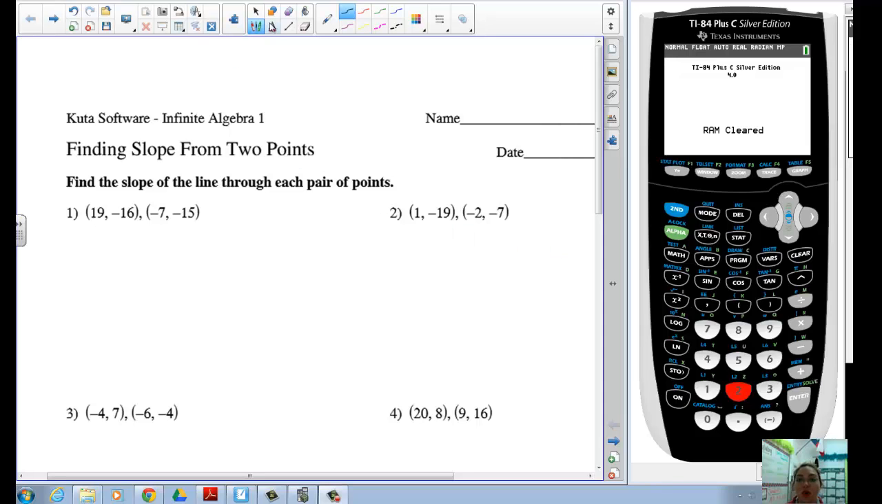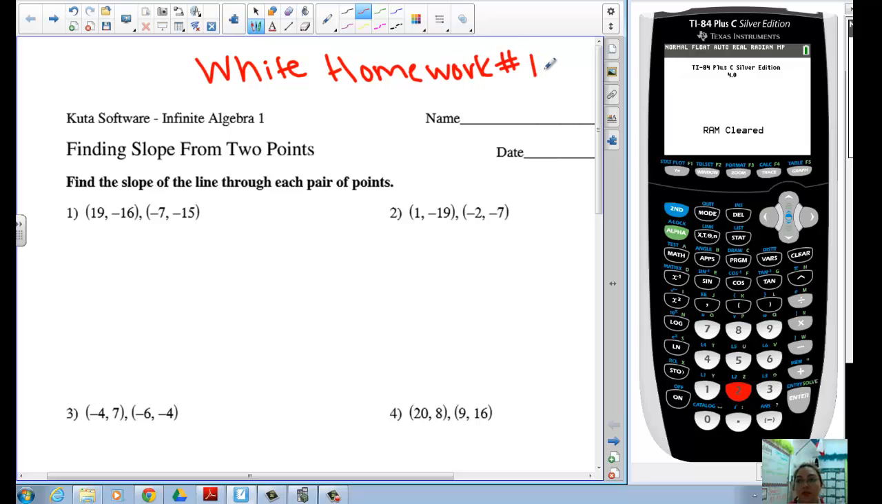Okay, this is homework number 1. It was photocopied in white. So here's our first white homework number 1. And there's a couple of ways that I'll show you how to do this.